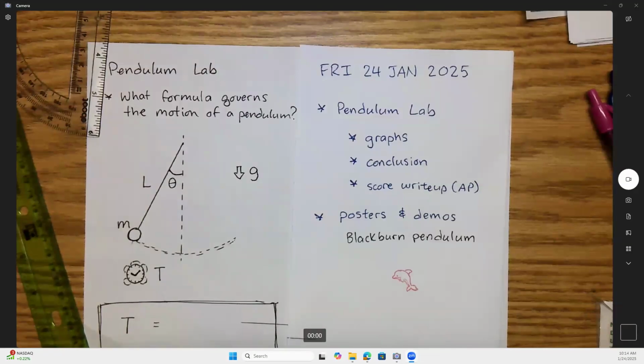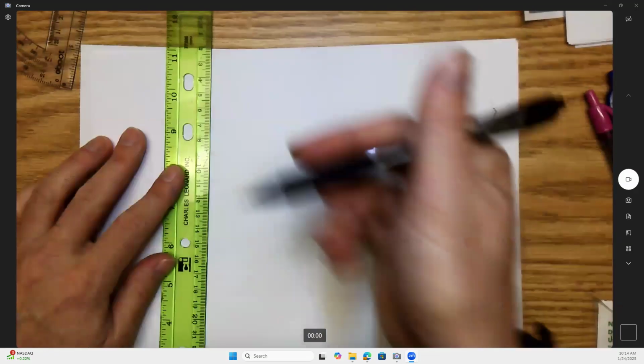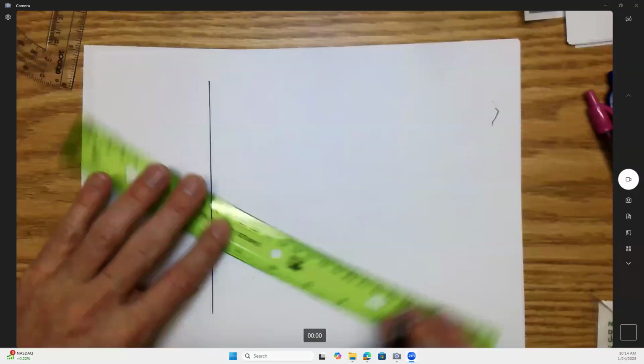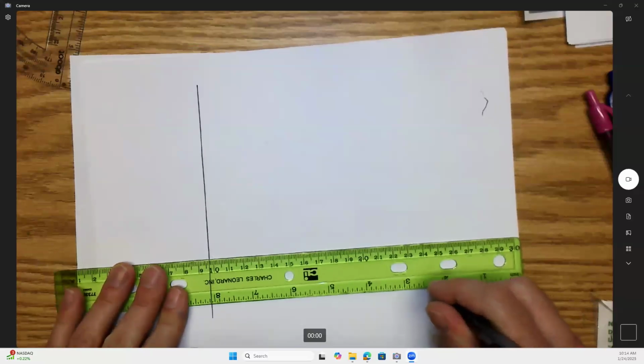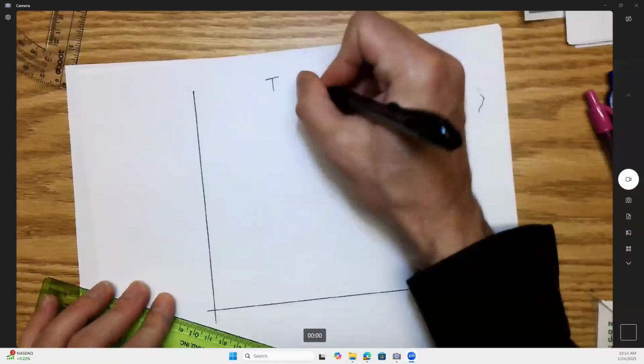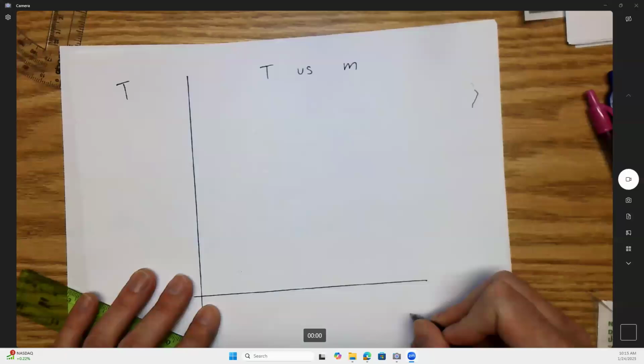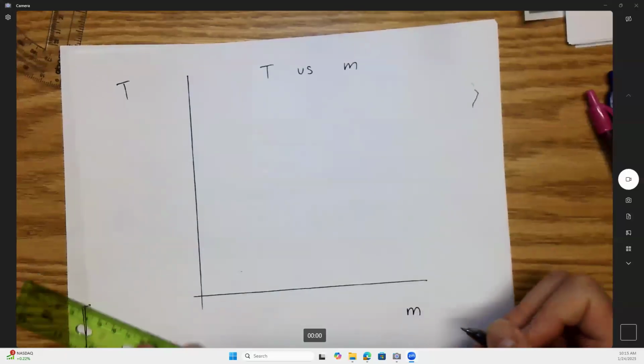Now I'm going to make some really big graphs because this shows up better on the dot cam, but you guys can use those quarter-page graphs if you like. Okay. So the first graph we're doing is time period versus mass. I put time period on the vertical axis, the dependent variable, and mass on the horizontal, the independent.